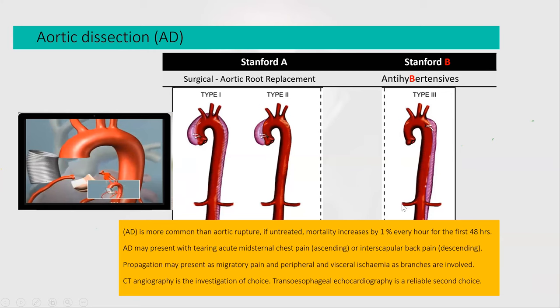The case is thoracic and abdominal involvement. So this is Stanford B, and antihypertensives are the treatment. It is Stanford B aortic dissection involving the descending aorta, reaching to the beginning of the abdominal aorta. The treatment is labetalol or any beta blocker, propranolol, or nitroprusside, for Stanford B, DeBakey type 3 aortic dissection. It can present with tearing acute retrosternal chest pain or interscapular back pain, or be silent. CT angio is the best investigation, and transesophageal echo is a reliable second alternative.